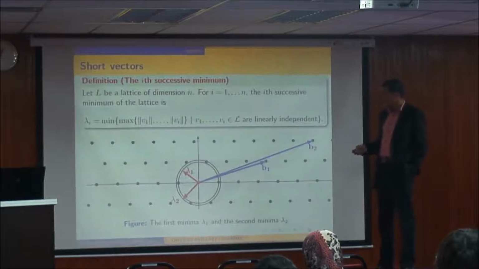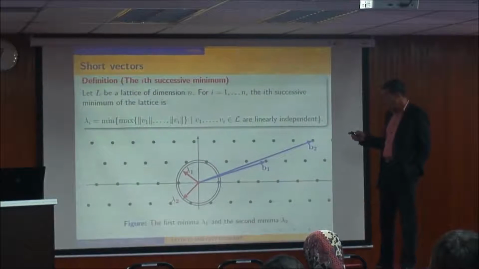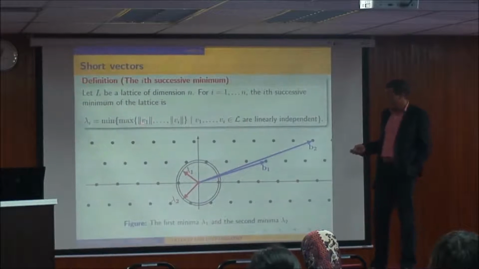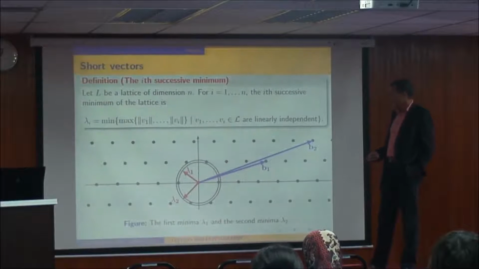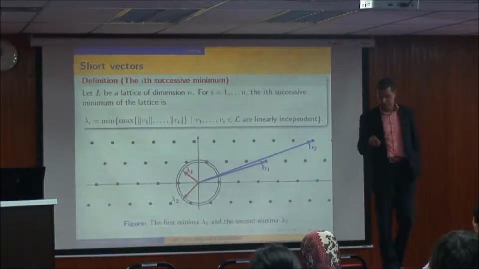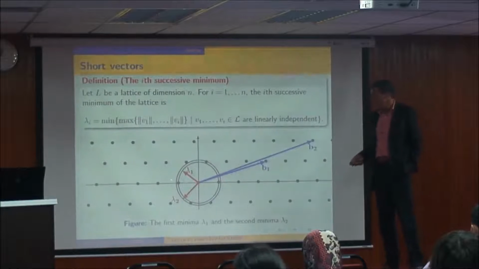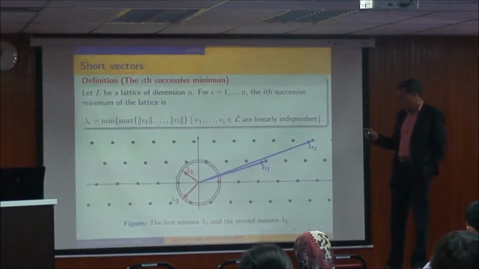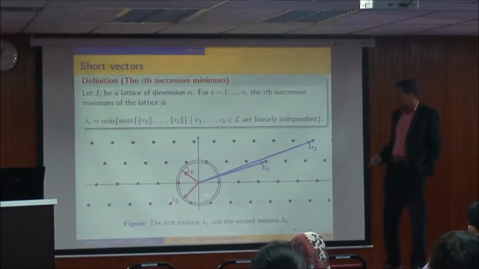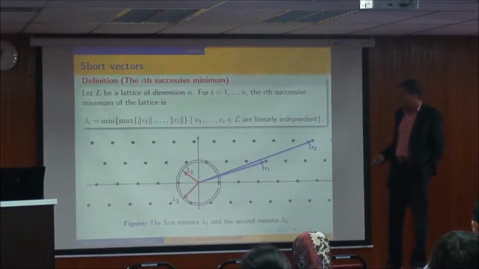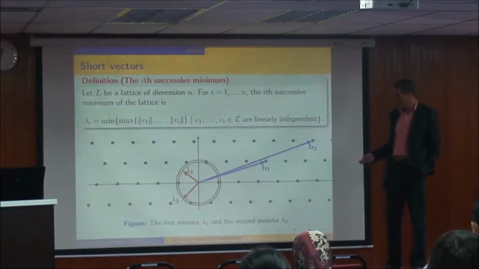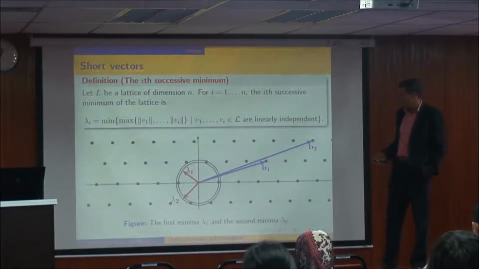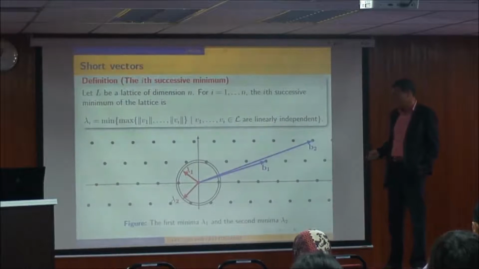This gives the definition of each minimum. We need to find which is the shortest vector, which is the second one, and so on. This is a very hard problem in lattices, because finding the shortest vector is very difficult, and finding the second one is also very difficult, and so on. In dimension 2, as in this picture, it's very easy to find the shortest vector, lambda 1, and also lambda 2, but in general it's very difficult.